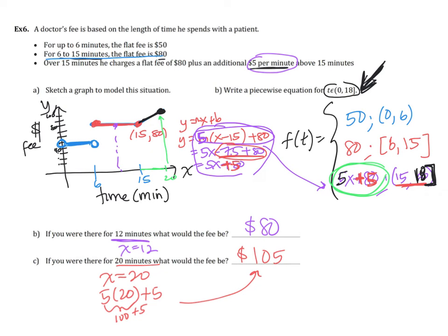So this would just be 5x plus 5, and then we would go from 15 to 18 only because we told you to stop the piecewise function at 18. So hopefully that makes sense. Otherwise, if we wouldn't have made that statement up there, it would have gone on to infinity, although no doctor is going to stay in his office infinitely and just charge you a certain amount of money.